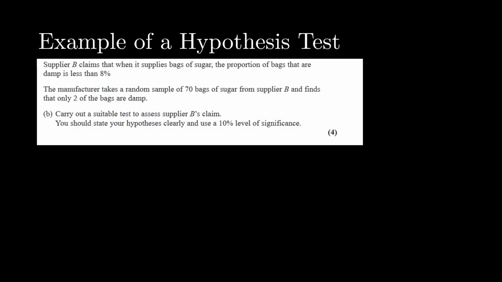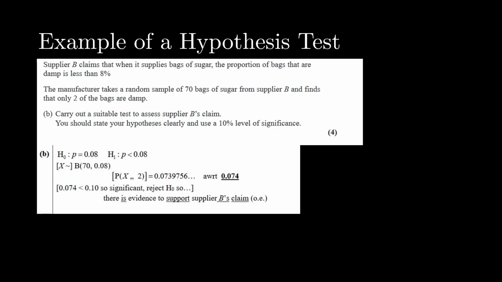And to explain, let's use an example. This is an actual exam question. So we've got a supplier, and they claim that the proportion of bags of sugar that are damp is less than 8%. So we take a random sample of 70 bags, and we find that only 2 bags are damp. And they ask us to do a hypothesis test, but I'm not going to teach you how to do that in this video. So this is the mark scheme.